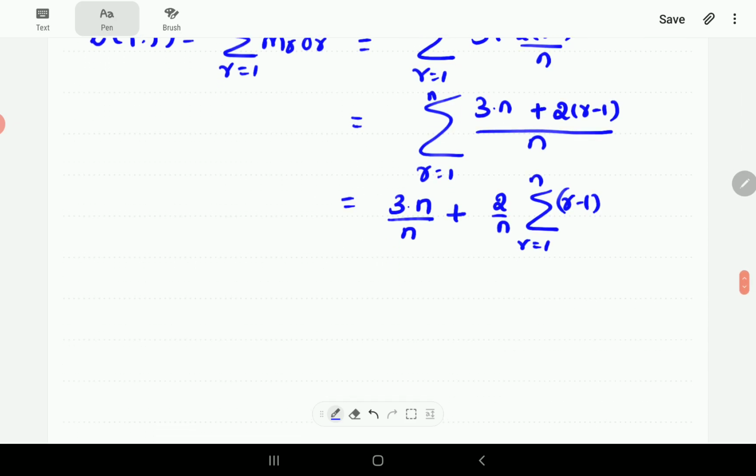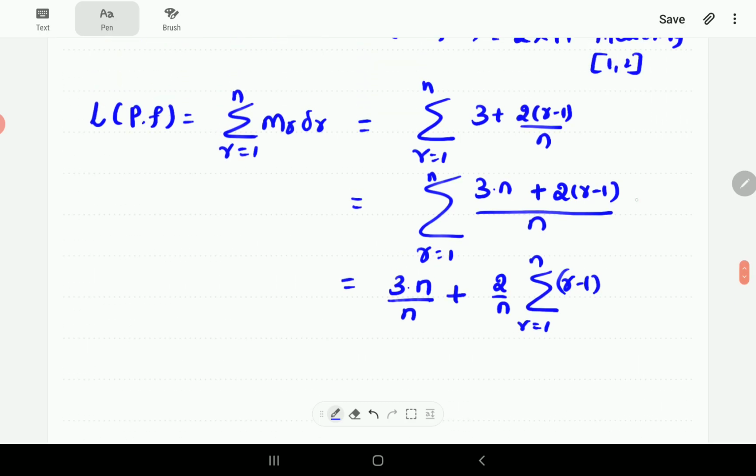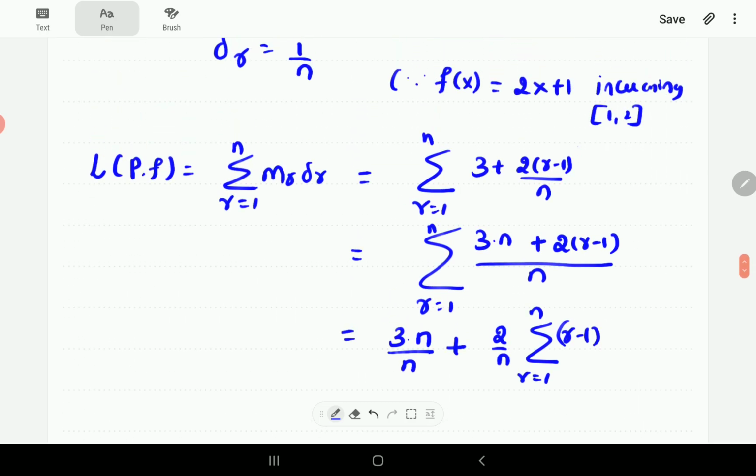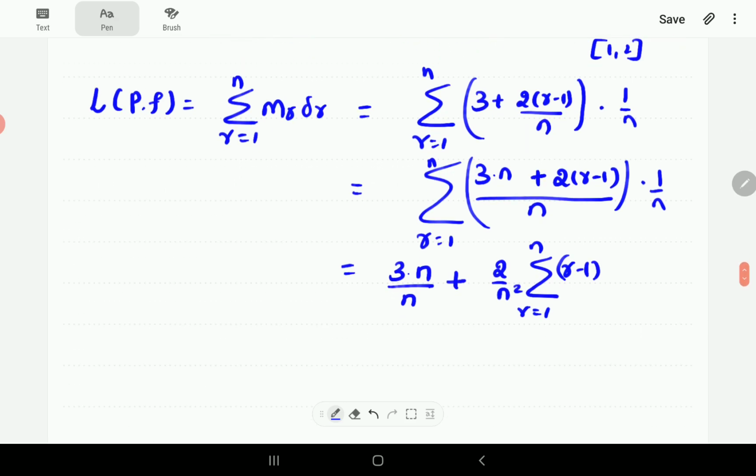Okay, this is what we are getting here. Sorry, this one is our m_r, and how about delta r, which is 1 by n, right? So 1 by n. This will be now n square. Yeah, this one will be n square.